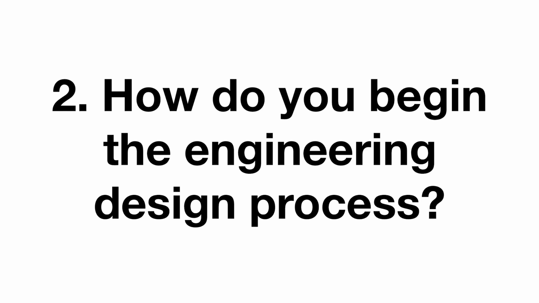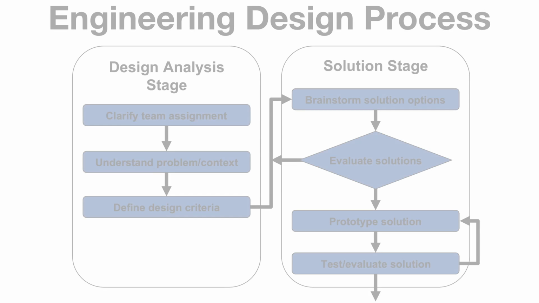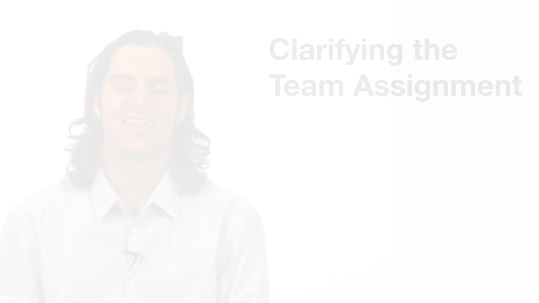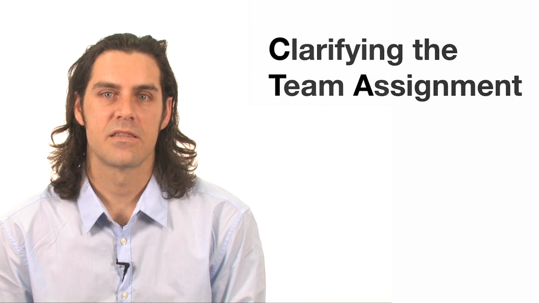Let's address the second question, how do you start? The engineering design process provides the answer to this question. In the first part of the engineering design process, your goal as a team is to develop a clear understanding of your assignment. This step is called clarifying the team assignment.